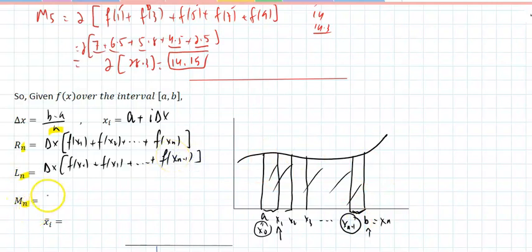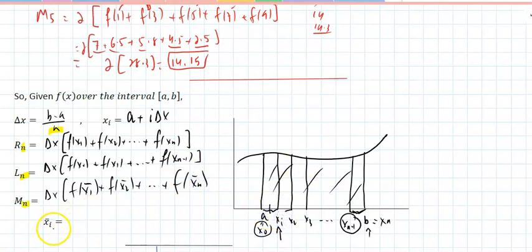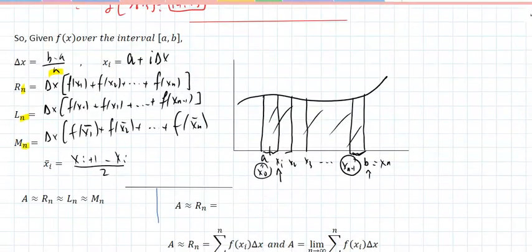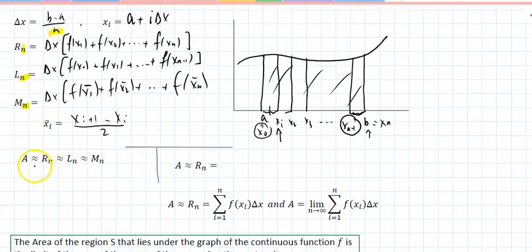And if you go for the midpoint, you will say delta x times f of x sub 1 bar plus f of x sub 2 bar plus f of x sub n bar. What does bar mean? Take the midpoint of those. So to find the ith term, take x sub I plus 1 minus x sub I and divide by 2. Average those. And area is approximately the right hand or the left or the midpoint, depending on how that works. Area, we're going to stick with the right endpoint.